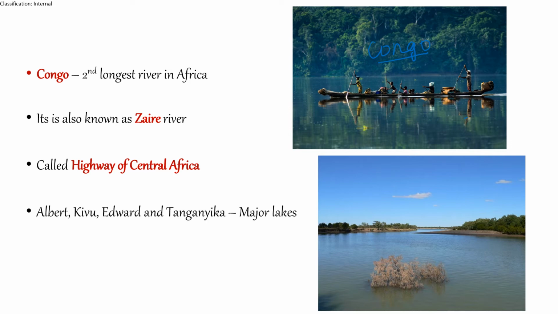The Albert, Kivu, Edward, and Tanganyika are the major lakes of this country. This lake here is the Albert Lake.